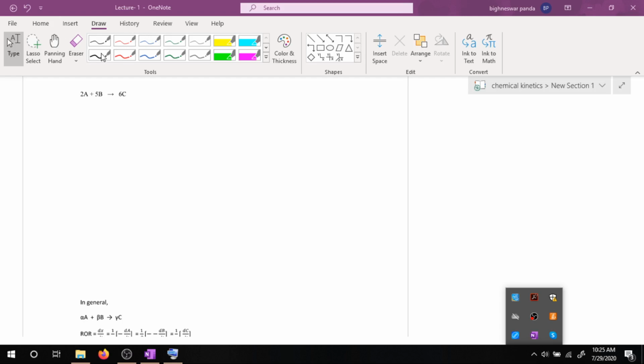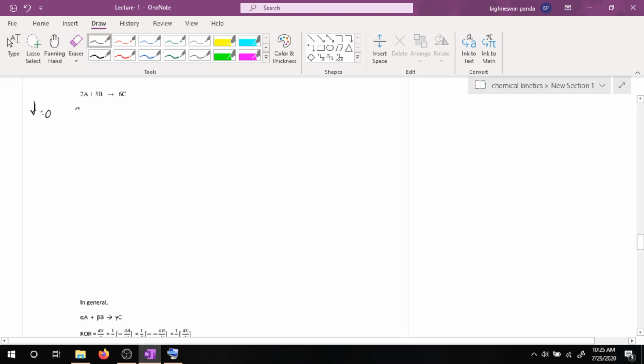Again, for a reaction, here I have 2A plus 5B gives rise to 6C. That is, the coefficient of A is 2, coefficient of B is 5 and coefficient of C is 6. How to know that? When 2 moles of A react with 5 moles of B, then 6 moles of C will be formed. So here I can write, when time t is equal to 0, initial concentration is A naught, B naught, and 0.